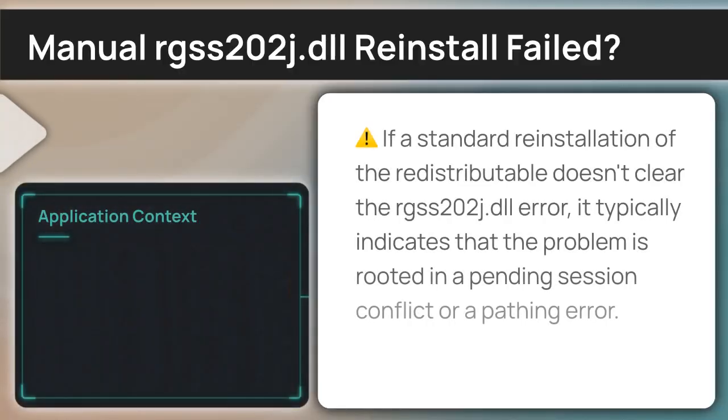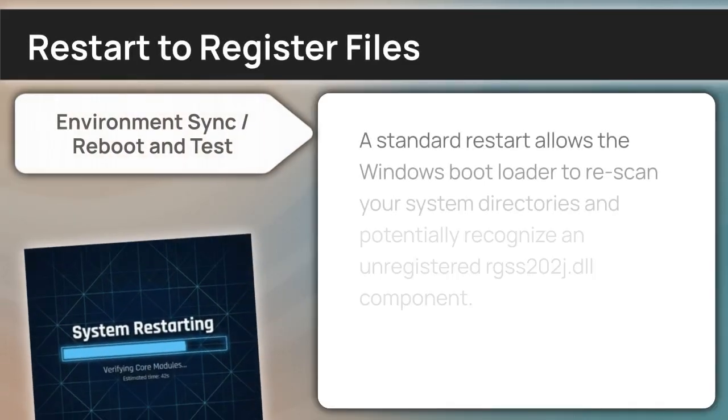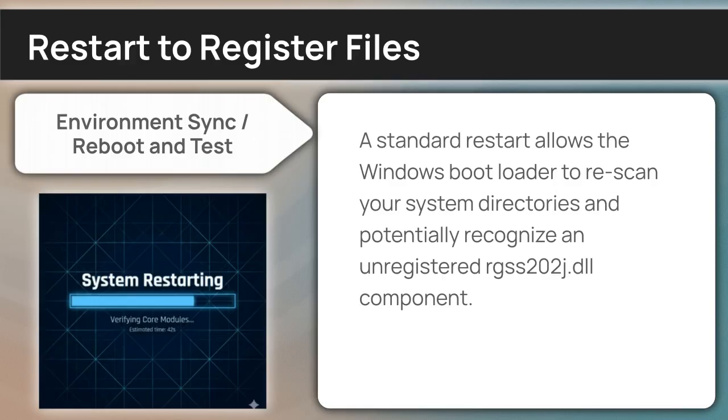If no luck was had with the redistributable package, we will escalate the fix by performing a targeted reset of the system state. A full system restart ensures that no background processes are currently locking the RGSS202j file. A fresh boot allows Windows to reinitialize its library map from a clean state.